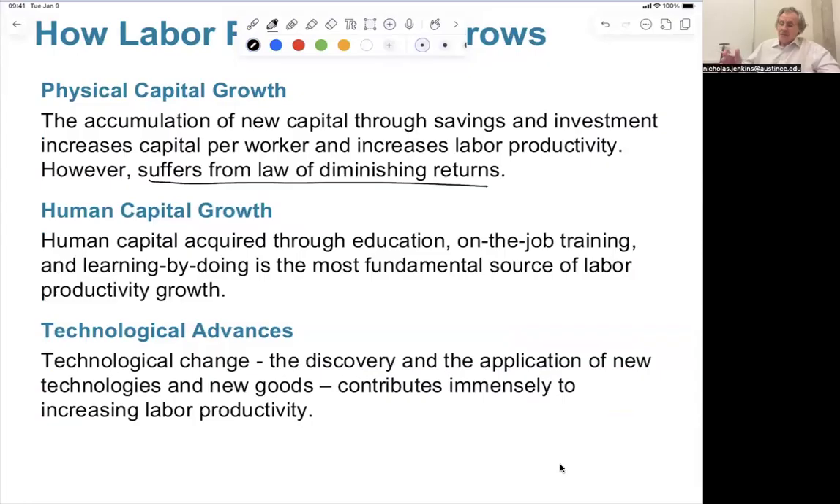Okay? The third way is technological advances. Technological advances come along in time. Think of the cotton gin, which came about, I believe, right around the time of the Civil War. And the cotton gin enabled cotton producers to produce more cotton with the same labor resources. Okay, it made them more productive. And you could think about machines today that make workers more productive.